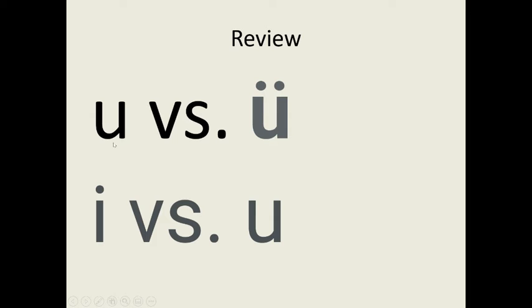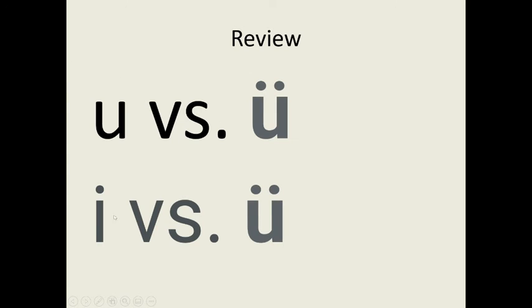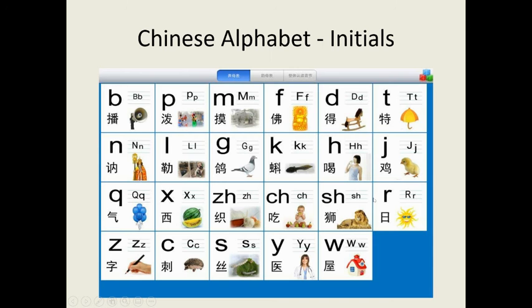Let's review. A regular U says ooh, and then to say the umlaut U, you have to raise your tongue up. So ooh versus oo. I versus umlaut U. Sorry, let me fix that. I and umlaut U have the same mouth position. It's just your lips get rounded. Yi, so both your tongue is very high.